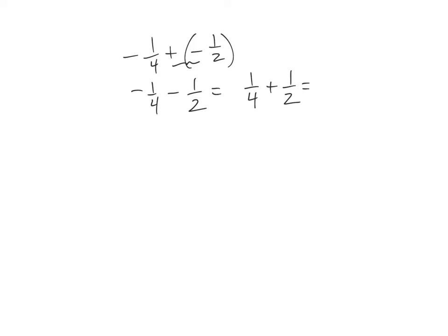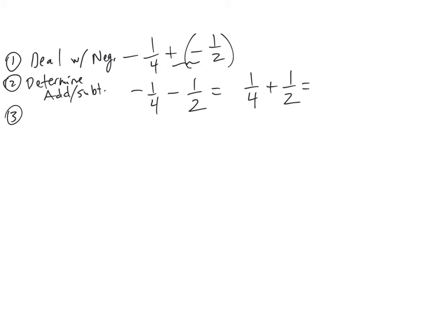So with fractions, you deal with the negatives. You determine if you're going to add or subtract them, and what the sign is, so that kind of goes together. And then, when adding and subtracting, you always need a common denominator. I'm trying to not make this an hour and a half, so I'm hurrying up.